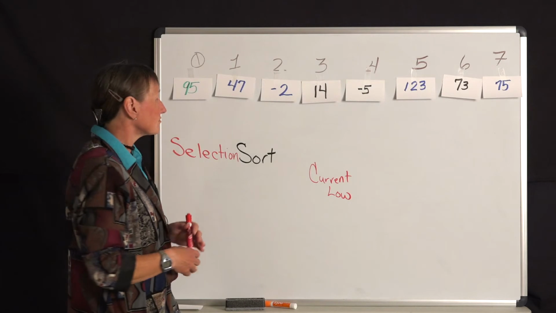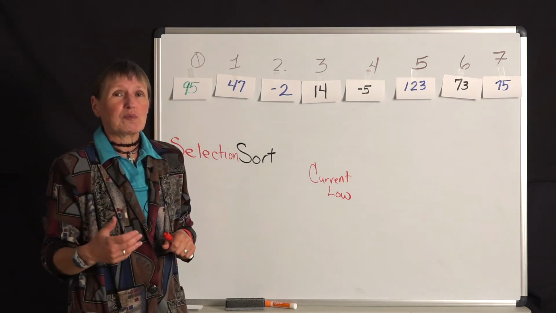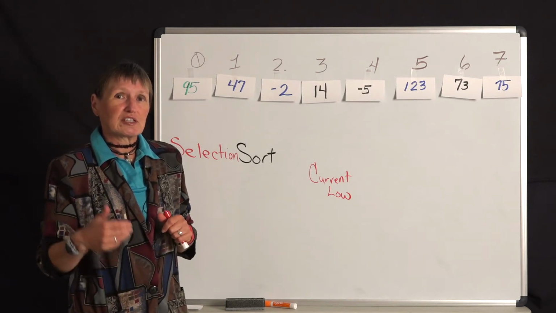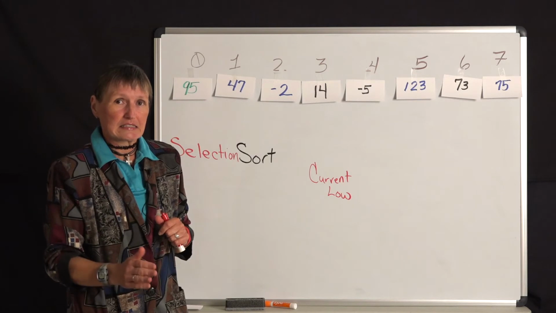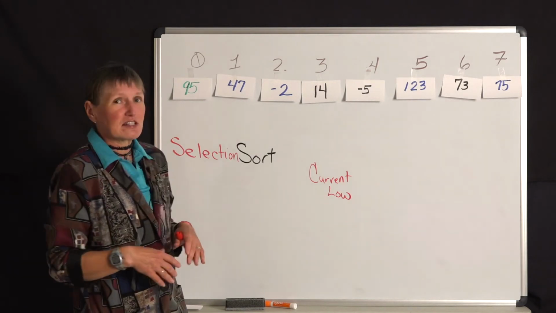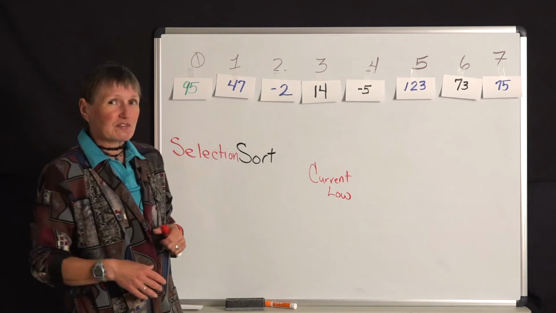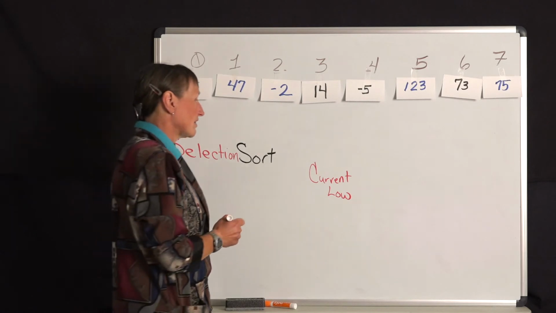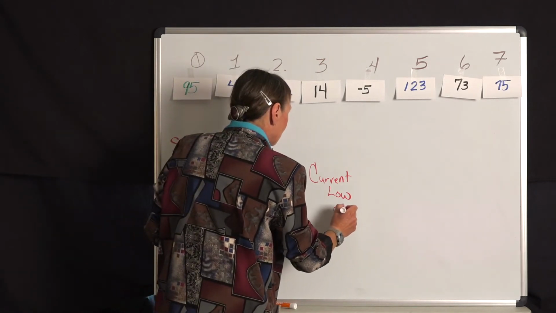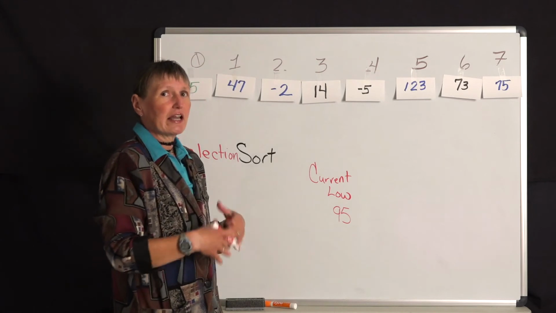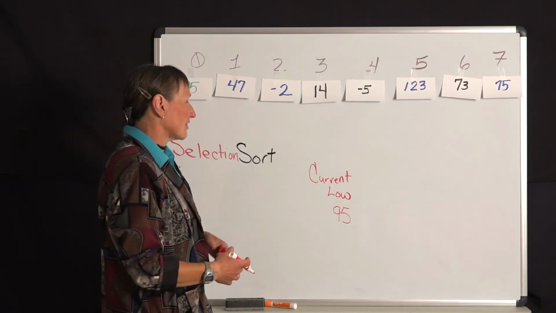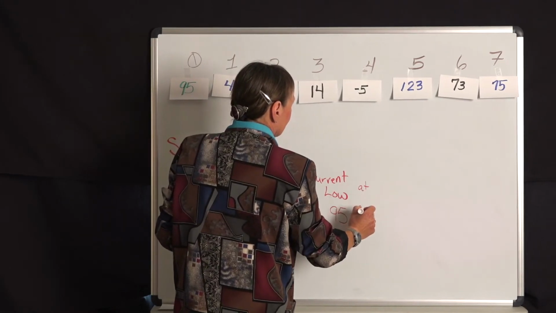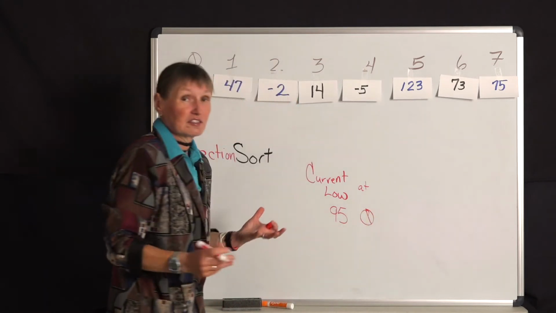Now, with the selection sort, what we do is we take a copy and we start off with what the current lowest number is. And since this is pass number 1 through, our current lowest value is 95. Now, we don't move that value, we just basically keep track of it. And what we do is we compare each element to that. So the current low value is 95 at location 0, because we're starting off.